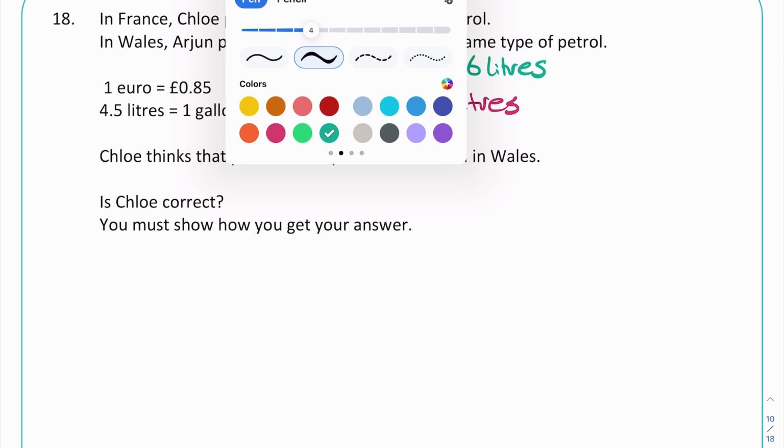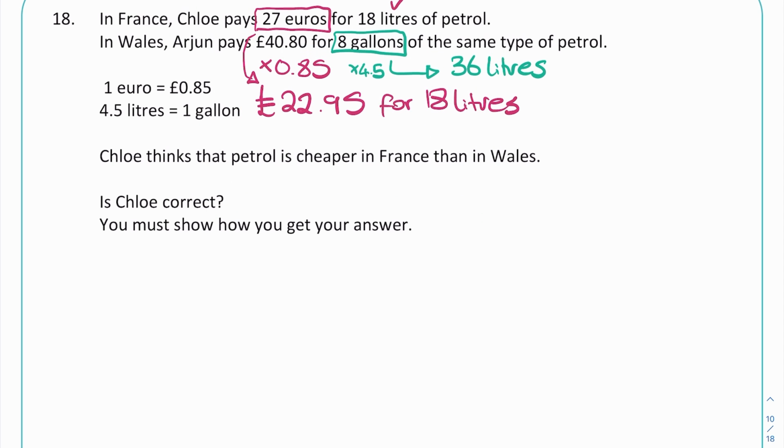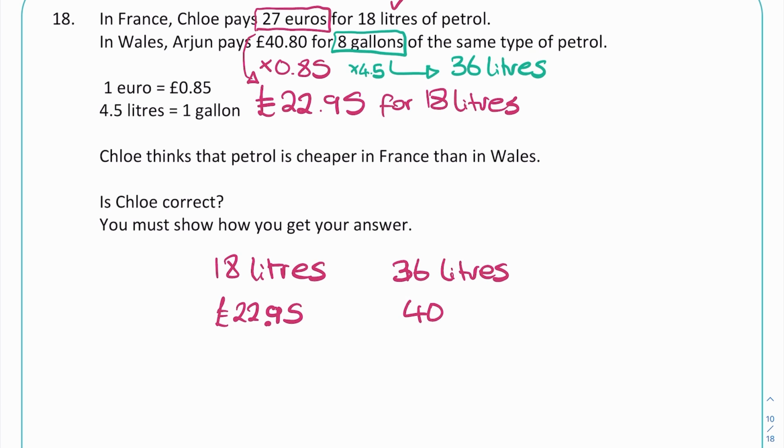So we now actually have something that we can do the best value of. We've got everything into pounds, we've got everything into litres. So if I write these two options down below, we've got 18 litres, and that costs £22.95. We also have 36 litres, and that is going to cost £40.80.